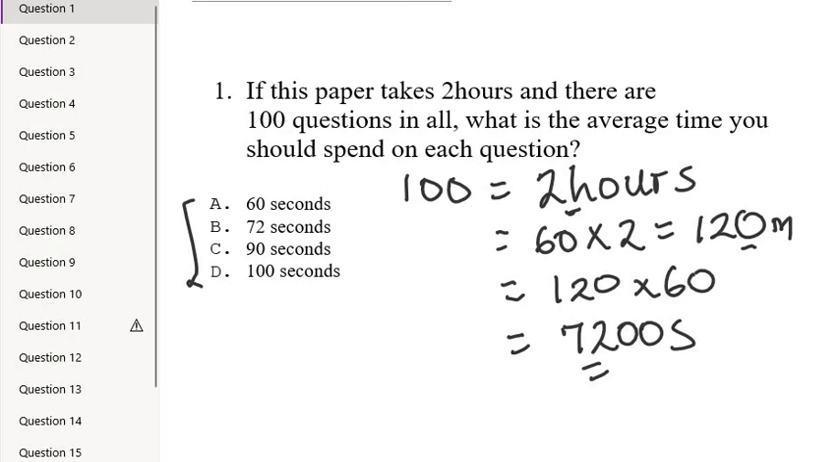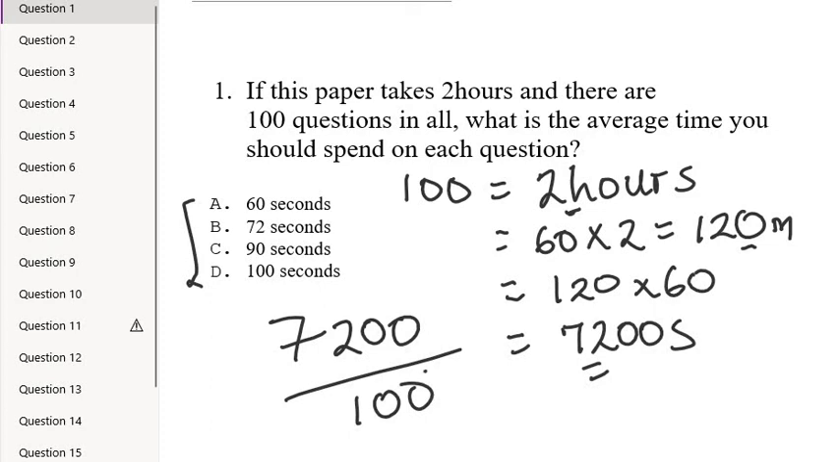Now that I've converted the units to be the same, I need to find out how many hundreds, since this paper takes 2 hours. Alright, so I need to find out how many hundreds I can get in 7,200. So 7,200 divided by 100. These two zeros cancel these two zeros. I'll be left with 72 seconds, which is B.